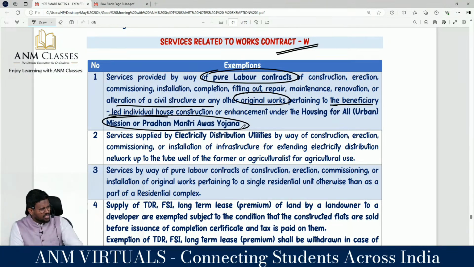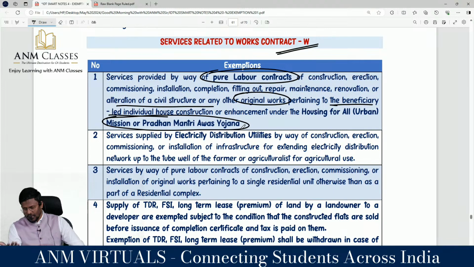Anything ending with Yojana is exempt from GST, right? So you are a contractor, Nesamani, providing construction services: construction, erection, commissioning or installation pertaining to a beneficiary-led individual house. You are constructing an individual house.